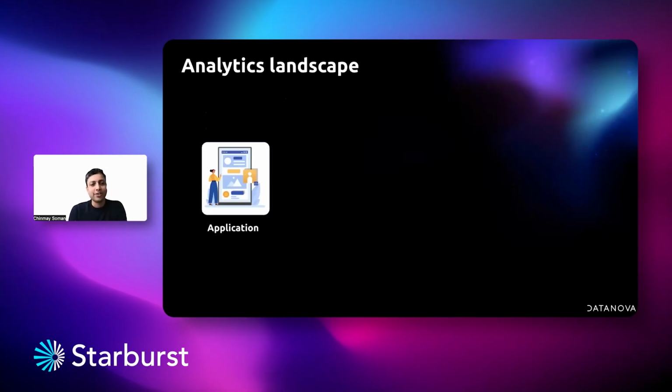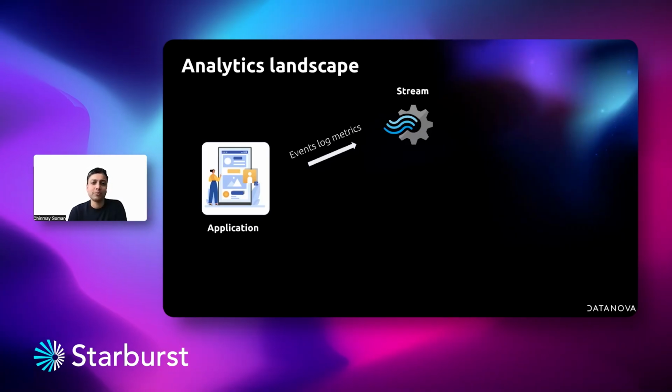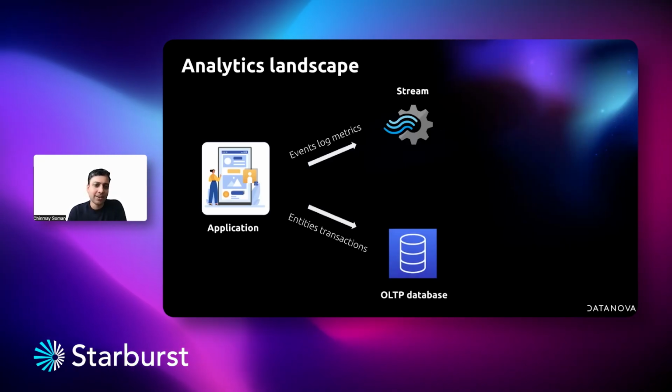Here's our generic user application. This could be a mobile application or a website or microservice. Anything that is constantly generating lots of things like business events or logs and metrics, and that's being pumped into some sort of a streaming system, for example, Kafka. These applications also generate entity data, for example, user profile, customer profile, financial transactions, which need to be handled by a special purpose OLTP database, for example, MySQL or Postgres.